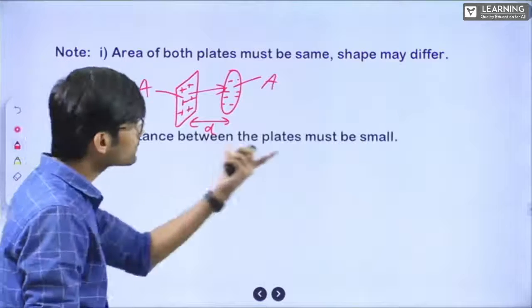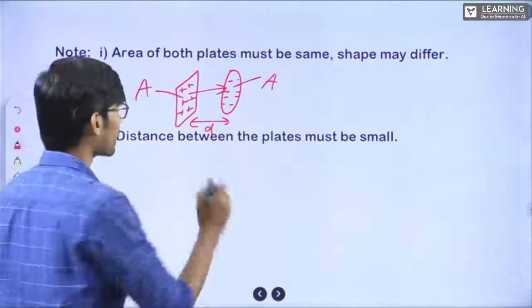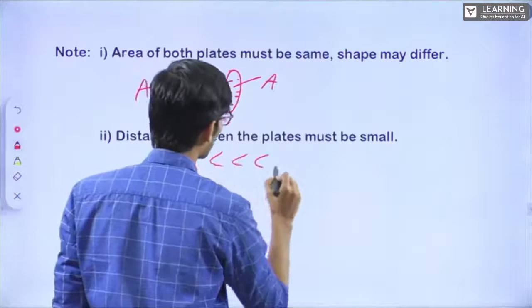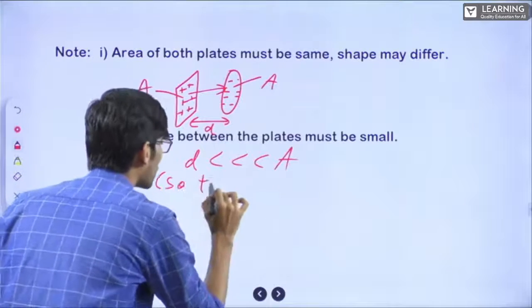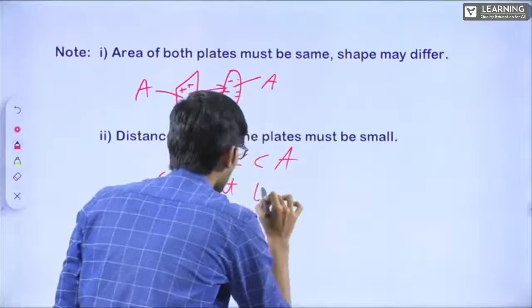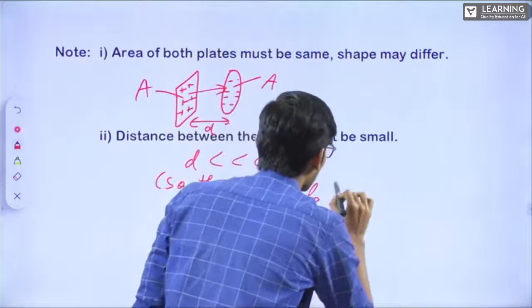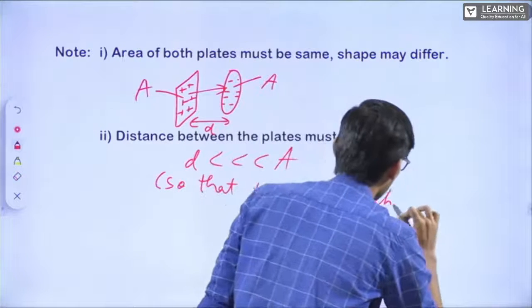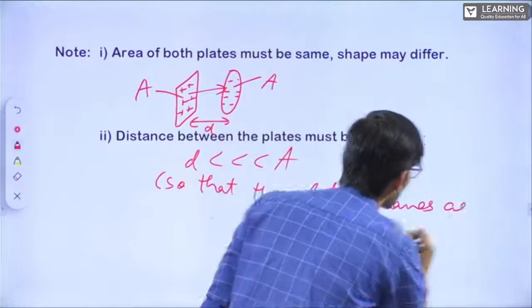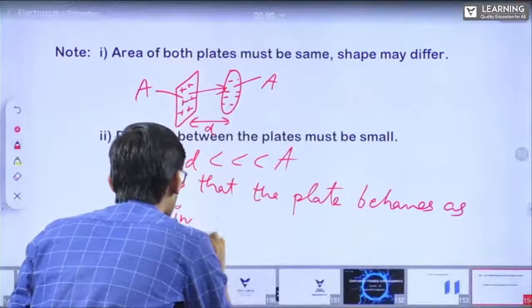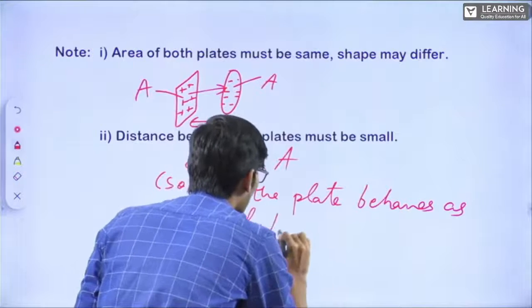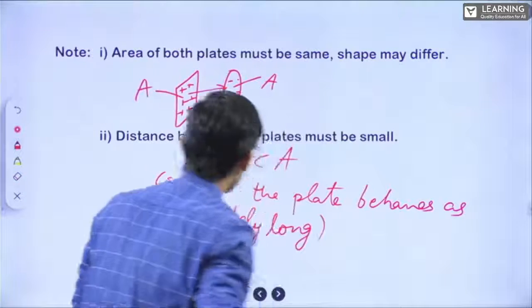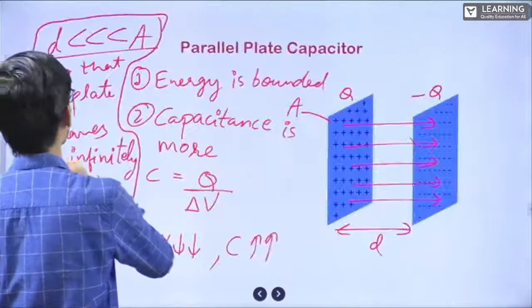Next, the distance between the plates must be very small. As I already told, D should be very, very much less than A, so that here I'll write: the plate behaves as infinitely long. Clear? I'll remove from here.